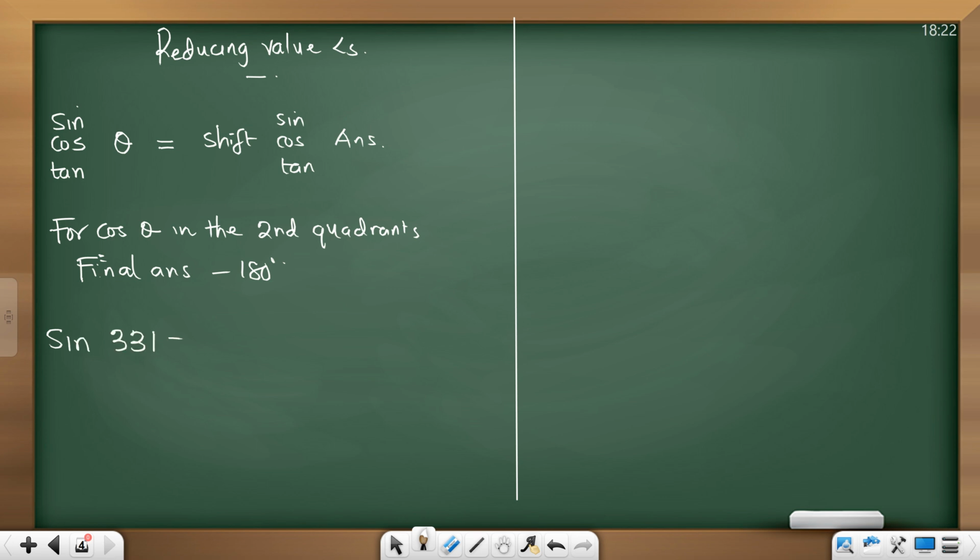Sine 331. Wait. How would you have done this? You start thinking quadrant, right? And then you say what? Sine of what? 360 minus 331. No. What is 360 minus 331? 29. Okay. And then you say this is sine of what? Some people do this, but this is wrong. Do you know what's wrong?